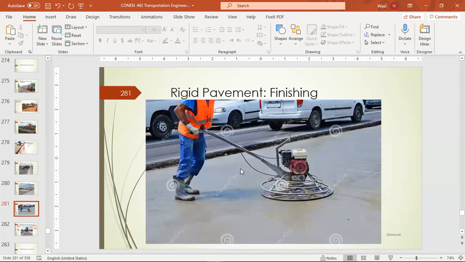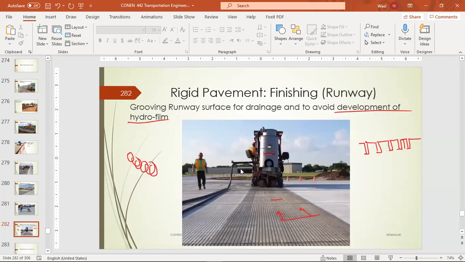Sometimes we need to do a finishing, or touch up, on the pavement using this equipment. However, for runways, after finishing and after everything, we use this machine to create grooving in the runway surface. And as I mentioned before, the purpose of this grooving is basically to avoid development of hydrofilm, to drain the runway from any rainwater or something like that.